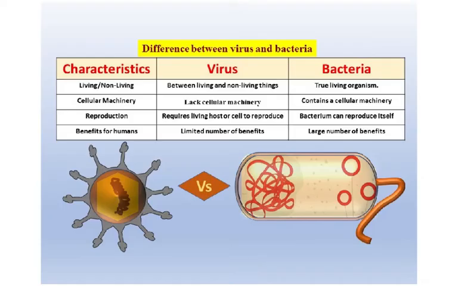So, if you look at the differences between viruses and bacteria, these are the differences. Viruses are between living and non-living. Bacteria are living. They contain cellular machinery, while viruses lack it. Reproduction requires a host cell for a virus. Virus cannot reproduce on its own, while bacteria can reproduce on its own. And benefits for humans are limited for viruses, and of course there are a large number of benefits of bacteria.